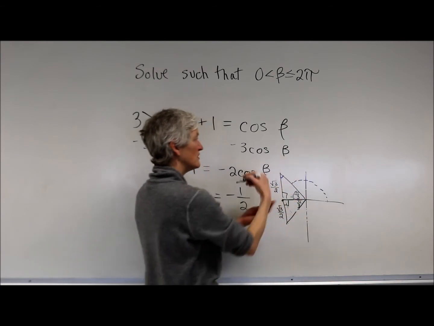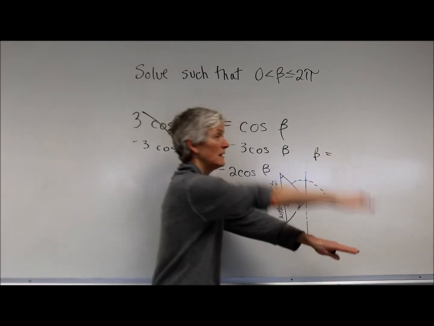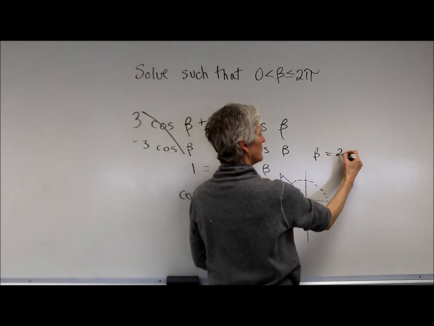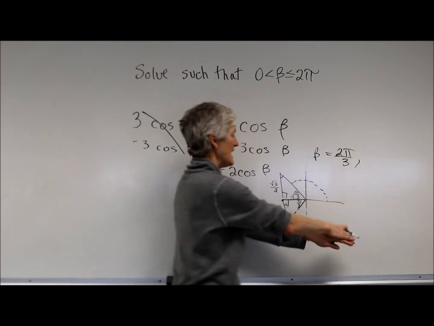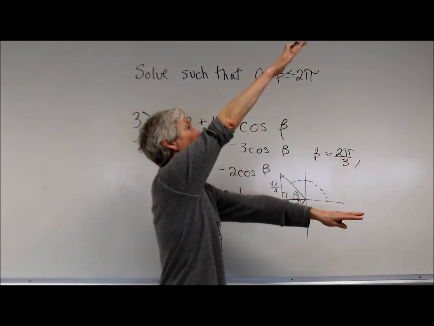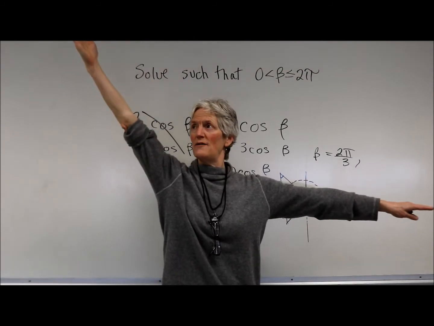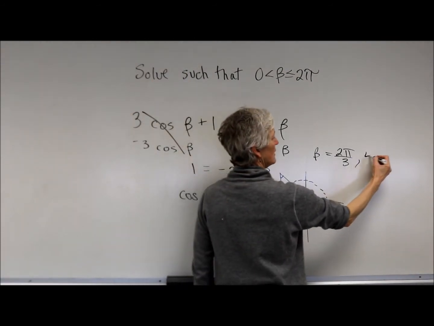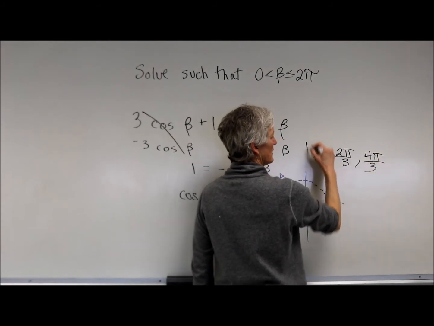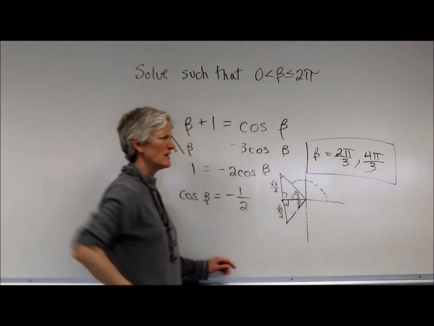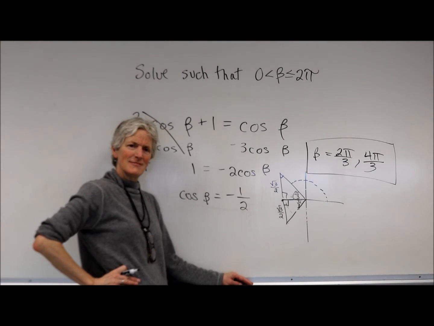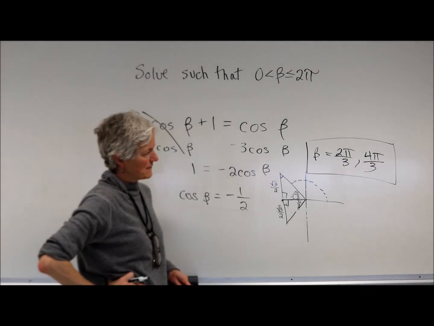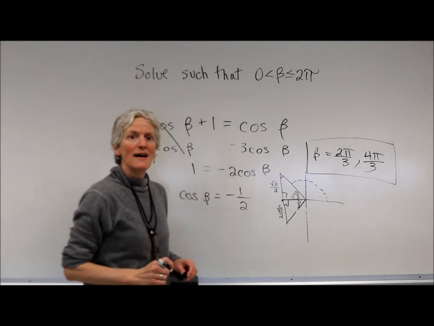And my solutions now for beta will be 2 pi over 3. And let's see, we already did this. 1 pi over 3, 2 pi over 3, 3 pi over 3, 4 pi over 3 will be the angle that's in the third quadrant. Makes sense. Are we okay? All right. We have one more.